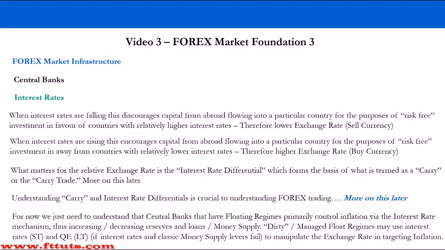So they can use interest rates, short-term and long-term, even through QE. They can use interest rates combined with classic money supply, or if money supply levers fail, to manipulate the exchange rate in targeting growth and inflation. So let's just understand the basics for now.